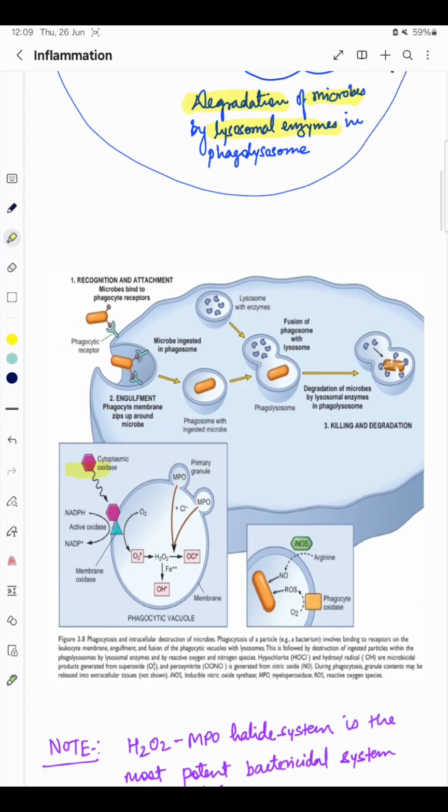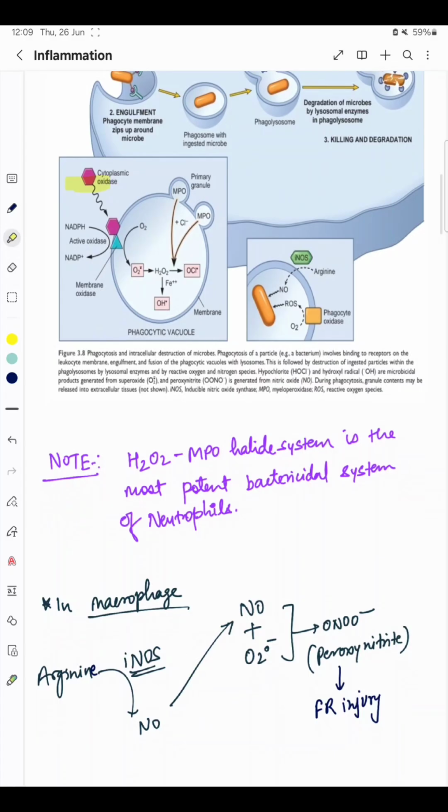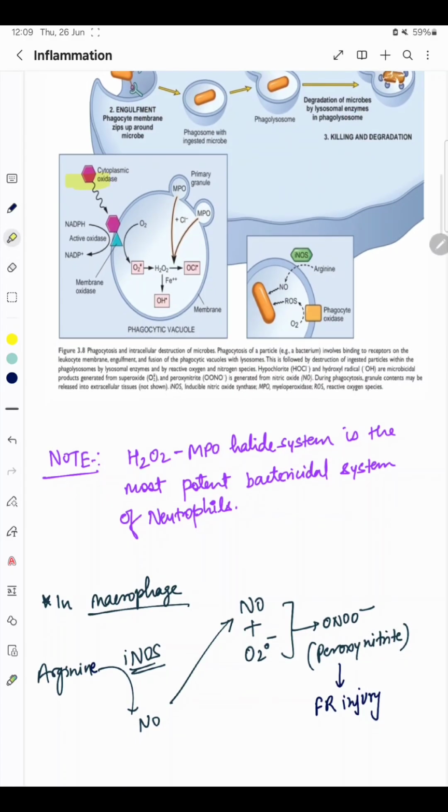How do these lysosomal enzymes degrade these microbes? In a neutrophil, the principal mechanism for degradation of microbes, the bactericidal system, is the H2O2-MPO-halide system, which forms free radicals of hydroxyl and chloride, resulting in the destruction of bacteria or microbes by free radical injury.